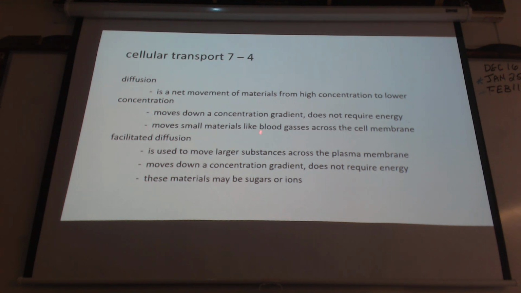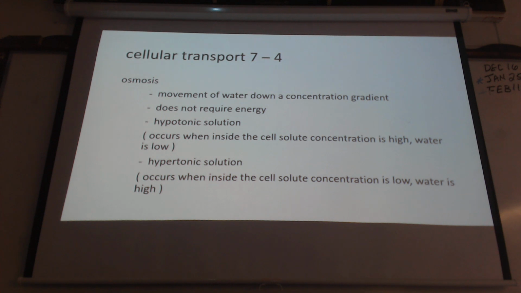But what is the difference between these two then, besides the naming? Okay, which one moves the larger substances? The facilitator, facilitated diffusion, moves larger materials. Okay. Now we're getting to Brandon's osmosis.